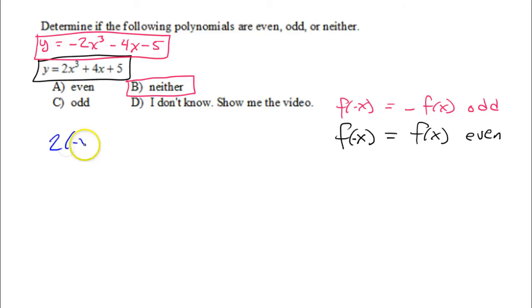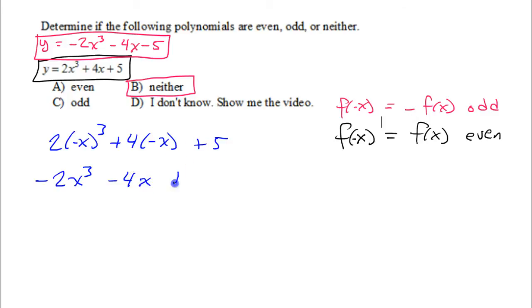So if I put in negative x, that's negative x to the third power plus 4 times negative x plus 5. Let's see what we get. Well, if you have an odd exponent, the negative stays negative. So I'm going to wind up having this negative, which I'll put out front. So I'll have negative 2x to the third power. This doesn't even have a power, so of course that negative is not going to go anywhere. A positive times a negative is a negative, so I'll have negative 4x. And then nothing's happening with the 5.